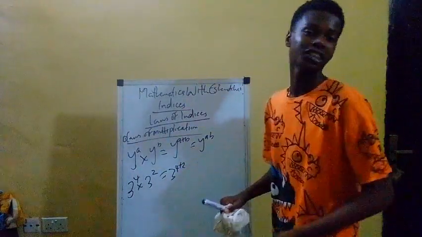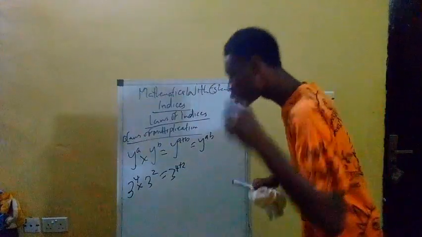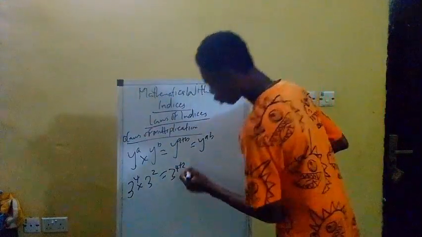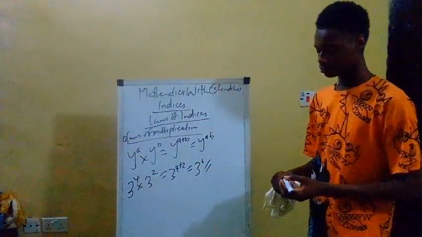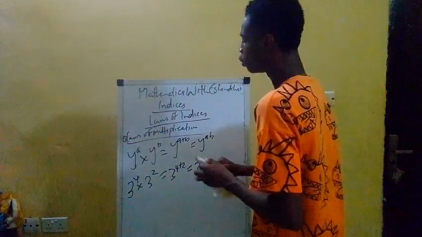Nobody needs a calculator to say 4 plus 2 because everybody knows 4 plus 2 is what? 6. Alright? We now have 3 raised to power 6. This is your answer. Let's do the second law of indices.